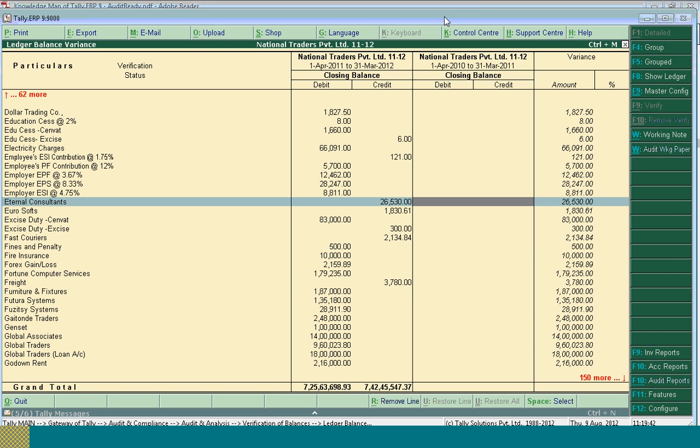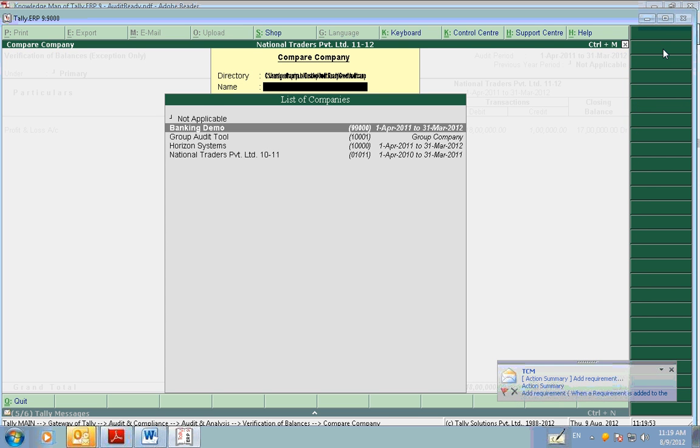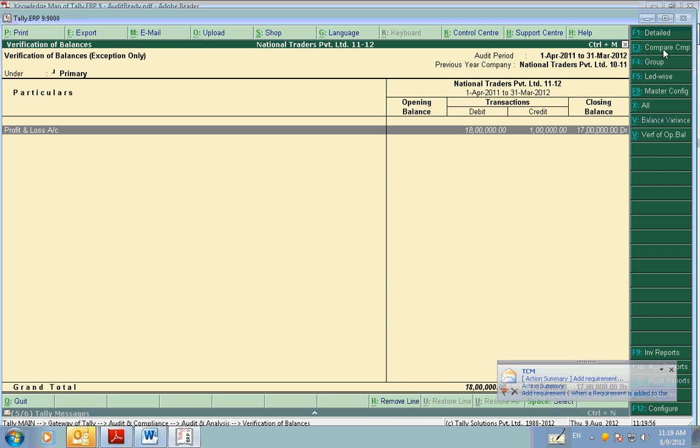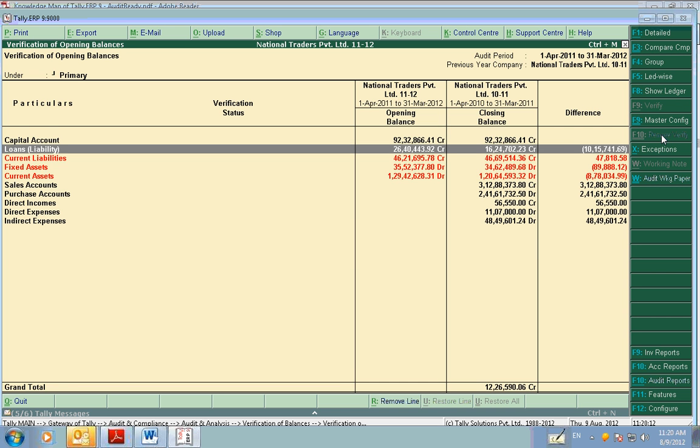Sir, you're asking, do we have to open the previous year company? Exactly. So we can have a comparison. I'm just checking with the new ledgers in the current year. Here we have an option, compare company. Just select my previous company here. The moment you select the previous company, here we have the option of verification of opening balances. Just click on this and it shows the comparison with your previous year.